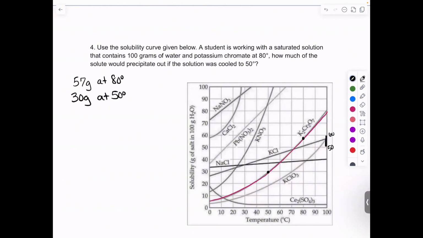I'll make sure that's added. Yeah, it's degrees Celsius. There we go. So we just need the difference, right? 57 minus 30, that's 47 grams that will precipitate out.